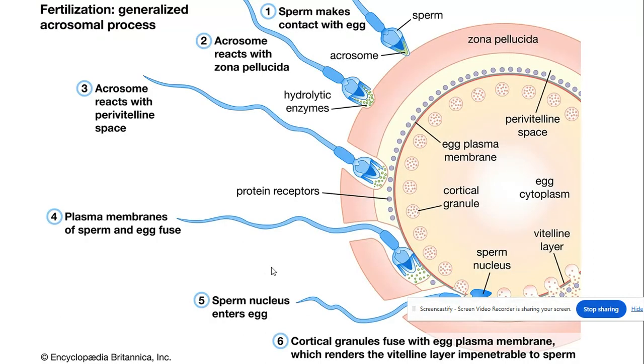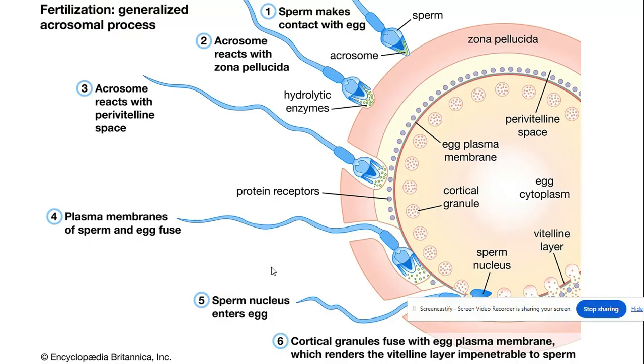First, sperm makes contact with the egg. Second, the acrosome reacts with the zona pellucida. Third, the acrosome reacts with the perivitelline space. What does it use? It uses enzymes.